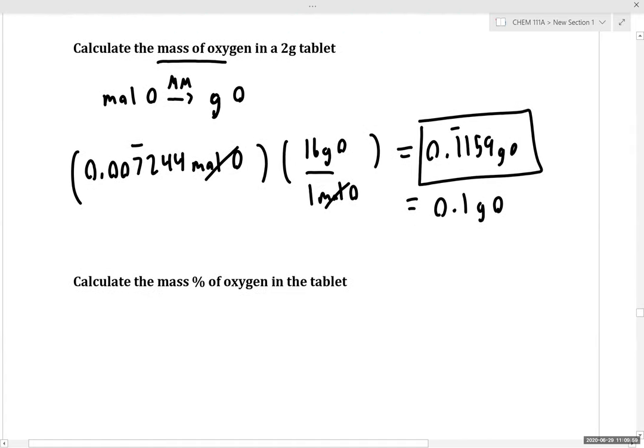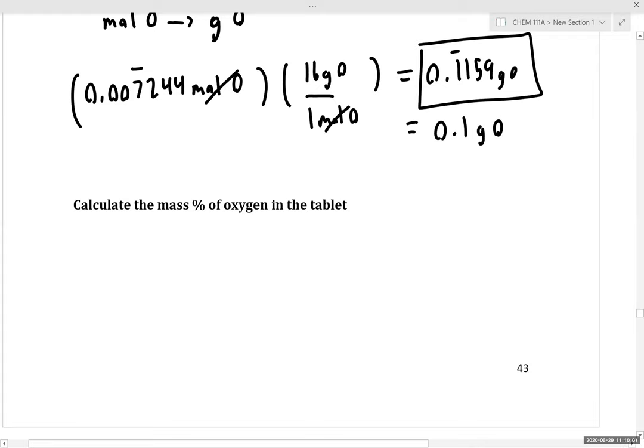I'd like you to take a moment to calculate the mass percentage of oxygen given that we have a 2-gram tablet. So let's take about 1 to 2 minutes, and given our mass of oxygen and our total mass, let's calculate the mass percentage of oxygen in the tablet. We'll discuss in about 1 to 2 minutes.